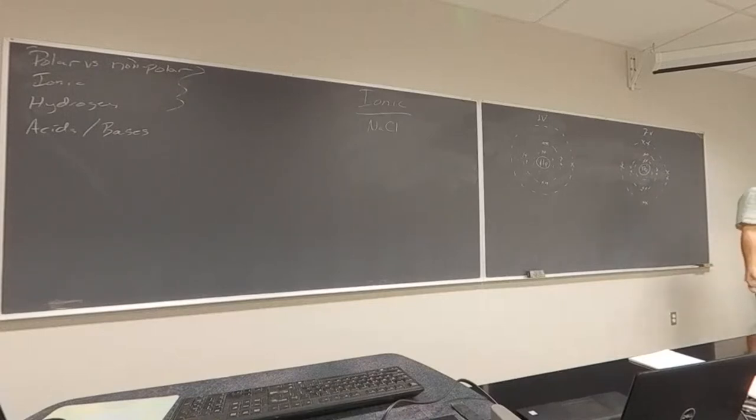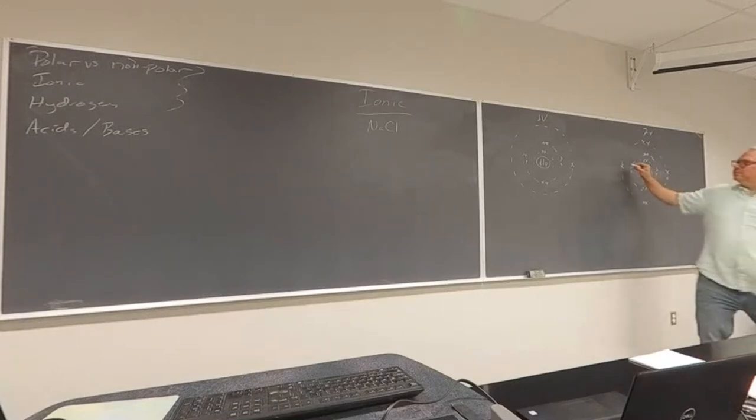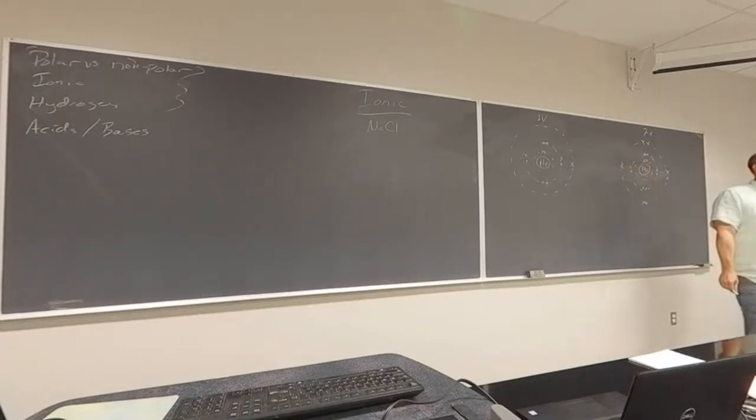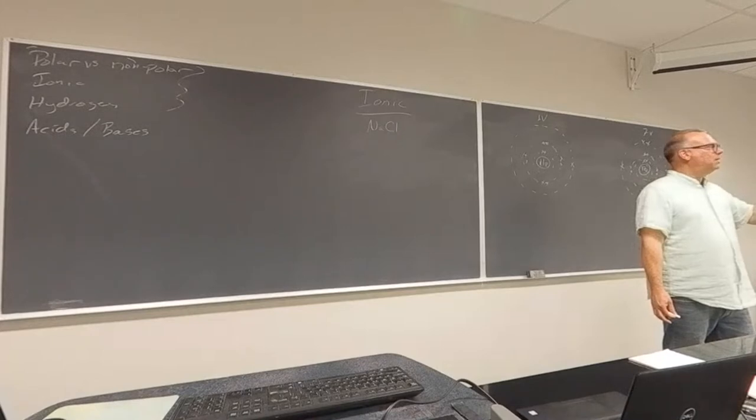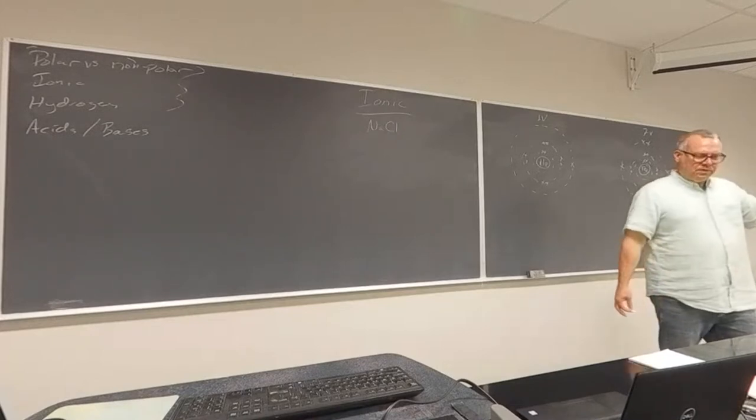It seems like the perfect setup for a covalent bond, right? I mean, wouldn't it be awesome if they just shared and everything was great? And why can't we just live in harmony with each other? Do we still have our electronegativity diagram from last week? That one?